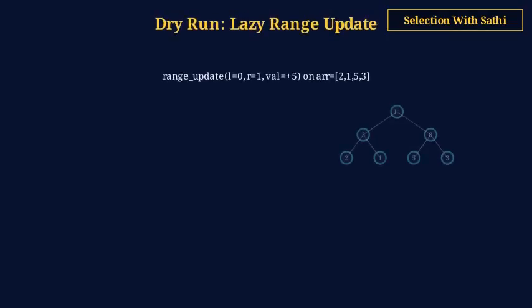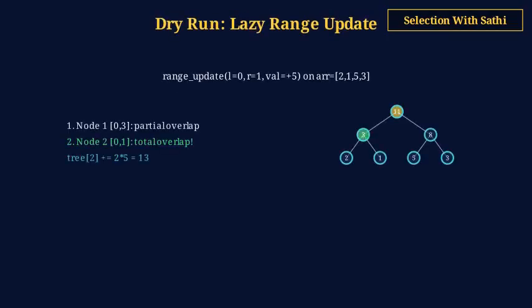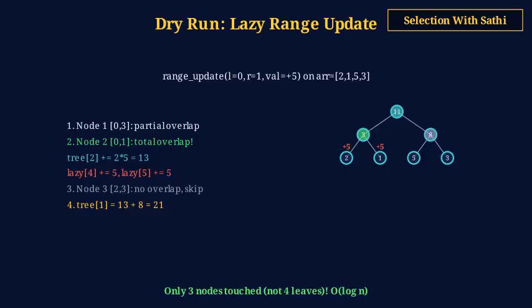Now lazy propagation in action. Add 3 to every element from index 1 to 4. At the root, range 0 to 5, partial overlap. Recurse both children. Left child 0 to 2, partial overlap. Recurse its children. Node 0 to 0, no overlap, skip. Node 1 to 2, total overlap. Add 3 times 2 equals 6 to this node's value. Mark its children as lazy with value 3. We do not go deeper.